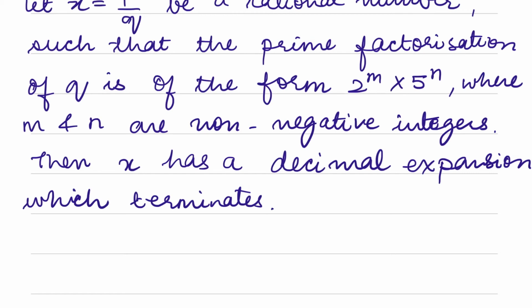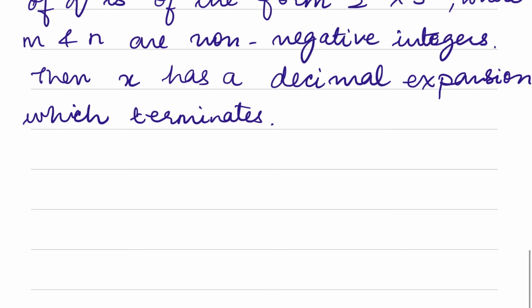We learned that if it is a terminating decimal expansion, then it can be written in the form of p by q, where q has prime factors in the form 2 raised to the power m and 5 raised to the power n. And if we have a number in the form p by q and q has prime factors in the form 2 raised to the power m and 5 raised to the power n, then it will be a terminating decimal expansion. But now what happens if the denominator has other factors than 2 and 5?